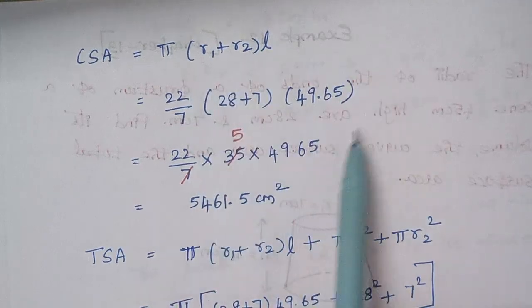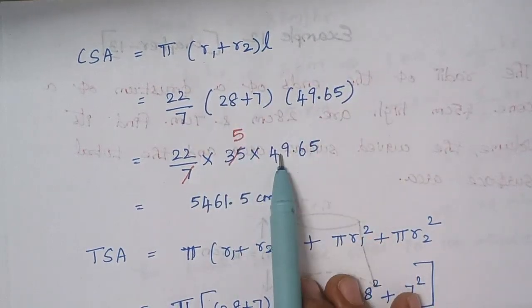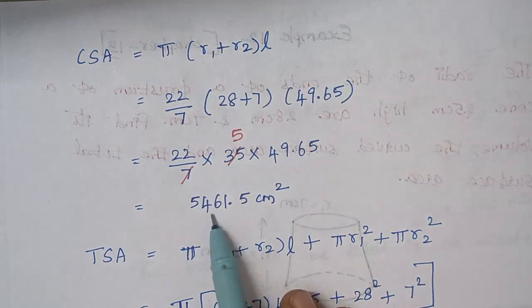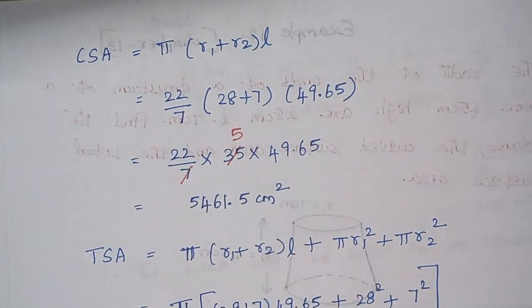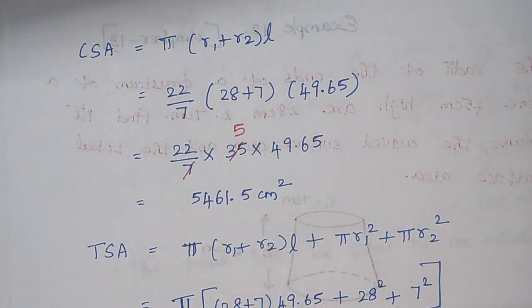So we know all the values, just substitute and simplify and here the answer is 5461.5 centimeter square because here it is area. Now the next thing is total surface area.